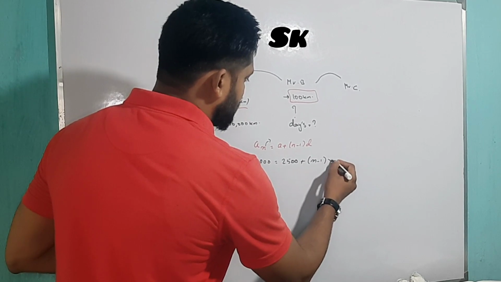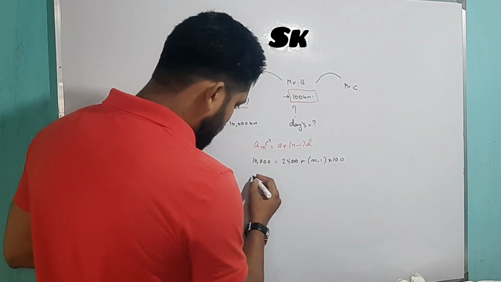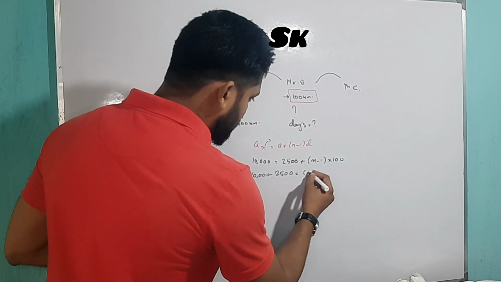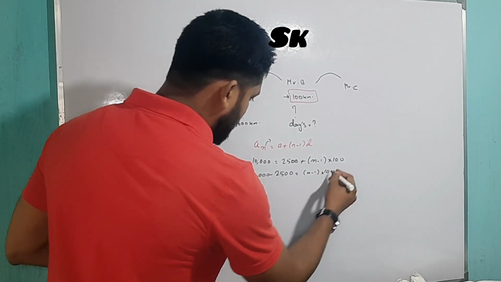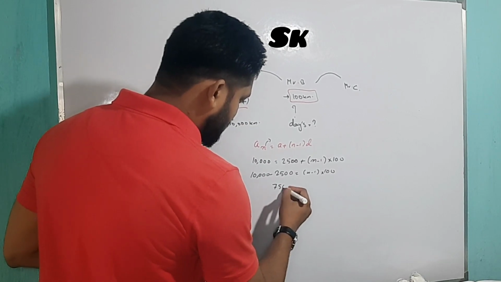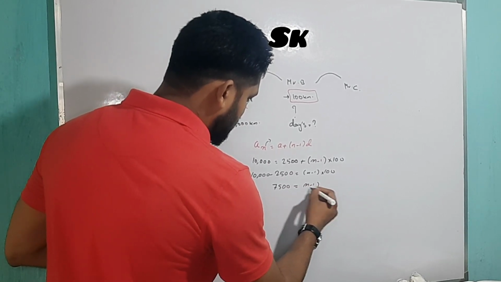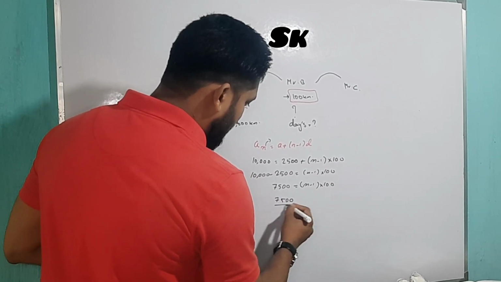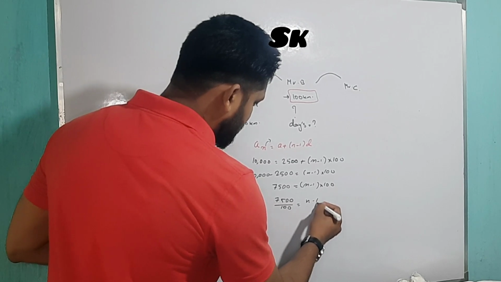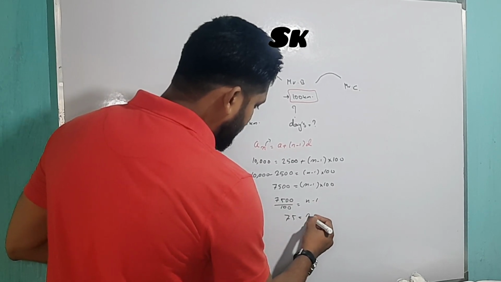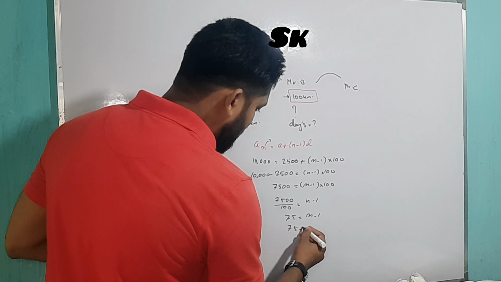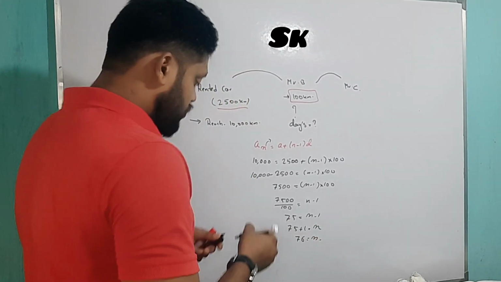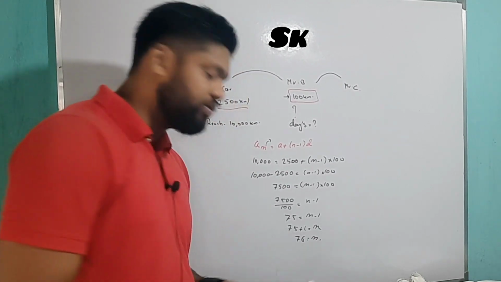n minus 1, and d is 100. So 10,000 minus 2,500 is equal to (n minus 1) into 100. So 7,500 is equal to (n minus 1) into 100. 7,500 by 100 is equal to n minus 1. 75 is equal to n minus 1. 75 plus 1 is equal to n. So 76 is equal to n. So after 76 days I have to give it to him.